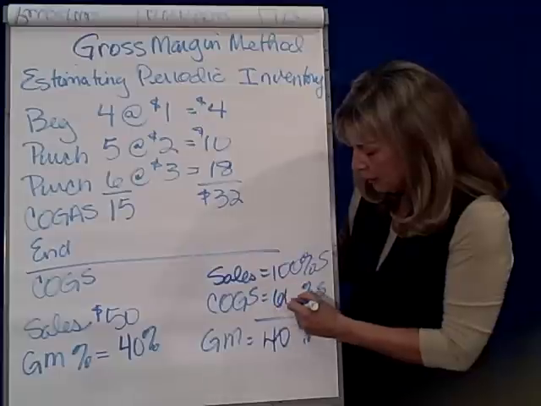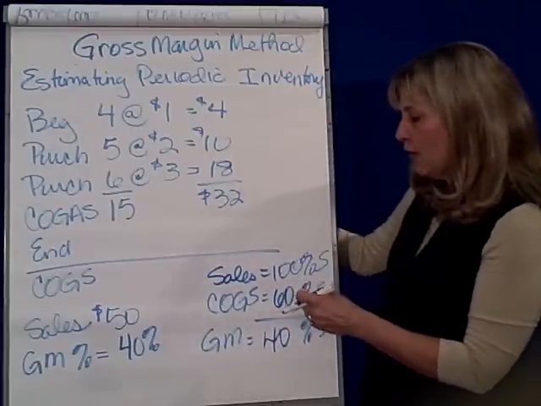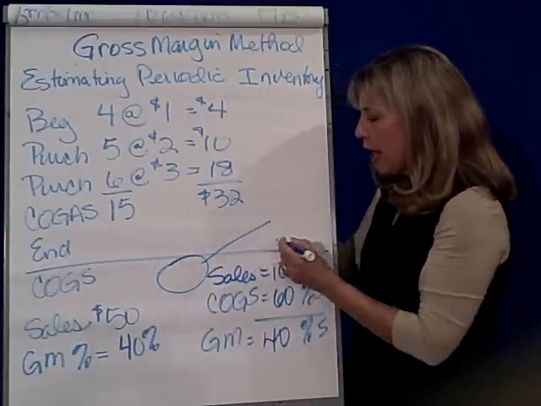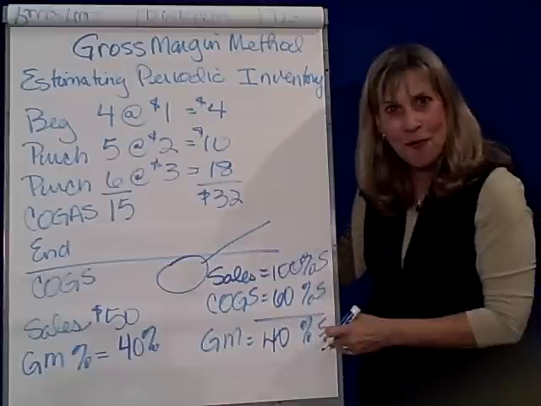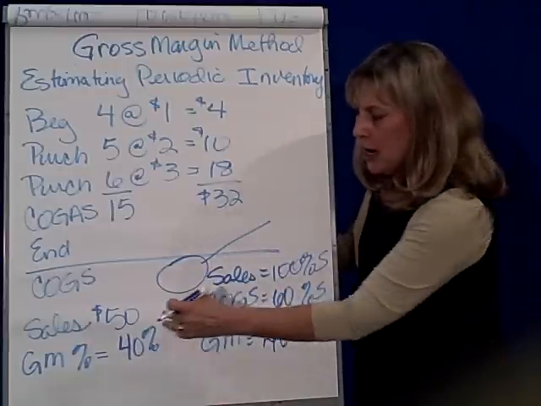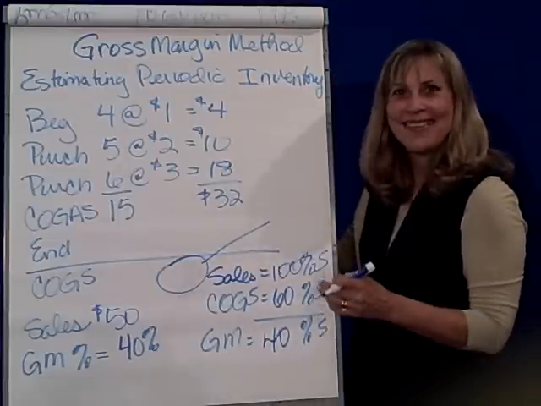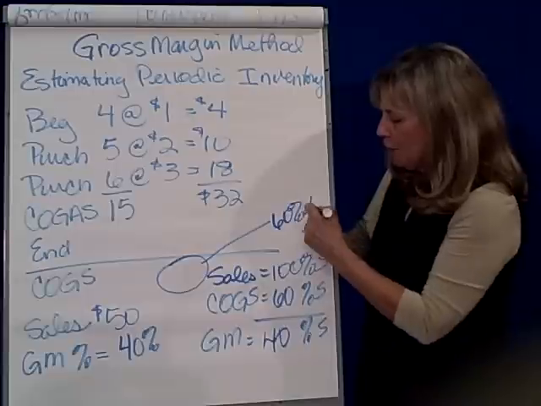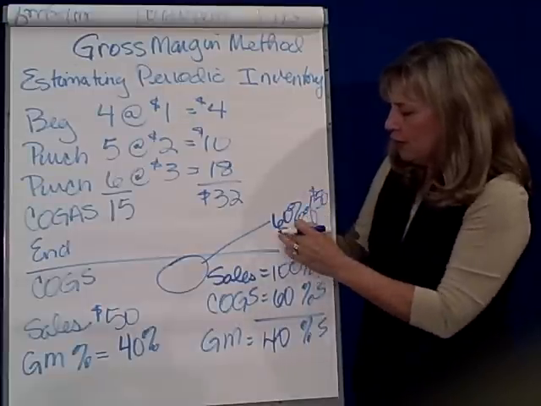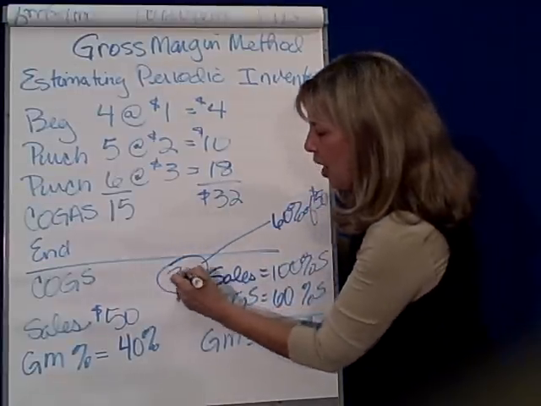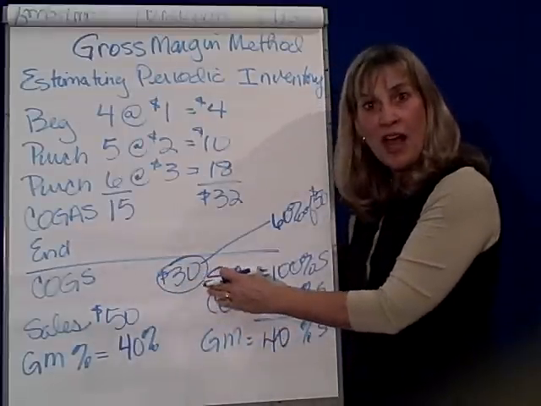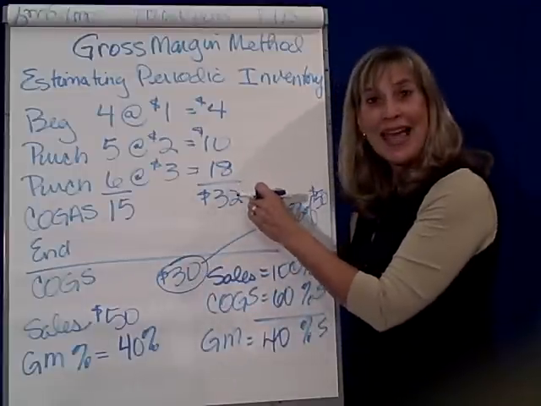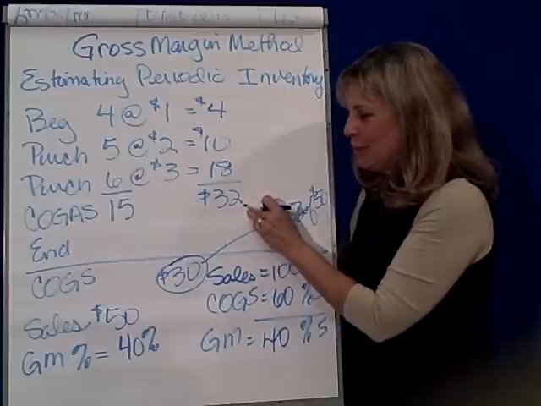It's 60%. So, if that's the case, then if I want to figure out what cost of goods sold is, all I have to do is take, is it 40% or 60% of my sales? You're right, it's the cost of goods sold. 60% of your sales of $50, 60% of $50 is $30. So the cost of what we sell, we estimate to be $30. Well, if that's the case, then what do I estimate ending inventory to be?